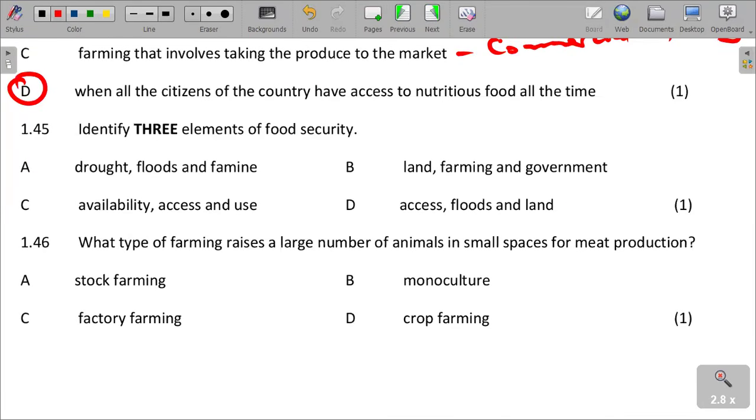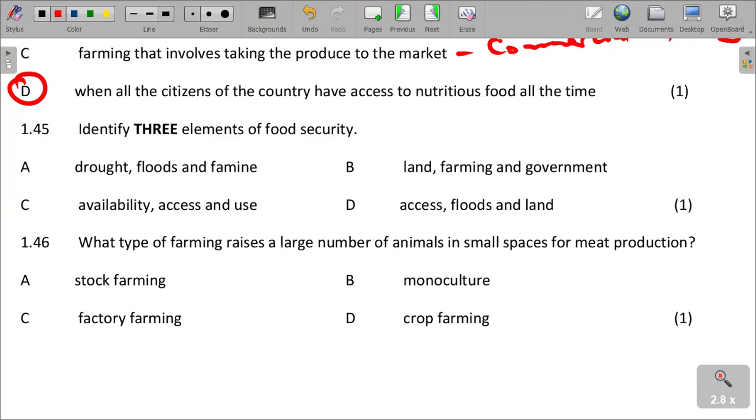Identify three elements of food security. Number 45, elements of food security.